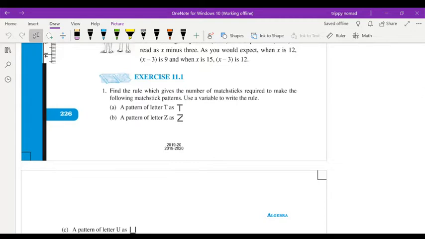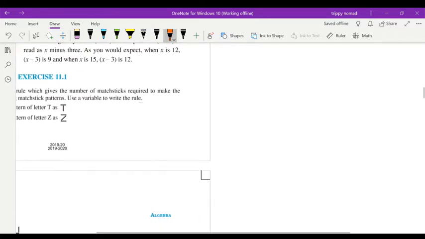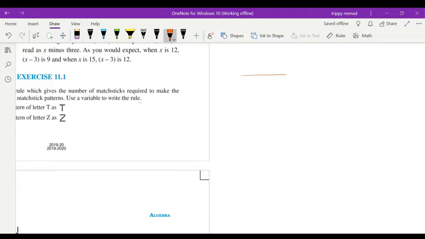Now the first question, children: find the rule which gives the number of matchsticks required to make the following matchstick pattern. Use a variable to write the rule. First, a pattern of the letter T. If I have to make a T, then one matchstick here and one matchstick here. How many matchsticks will be required? Two. Suppose this is one, and you want to make two, then three.